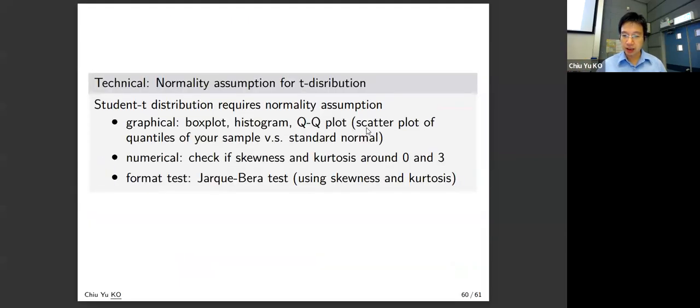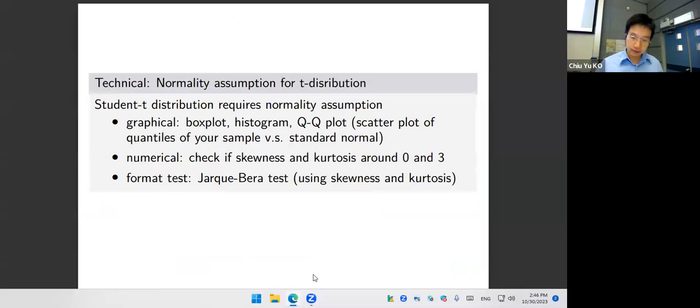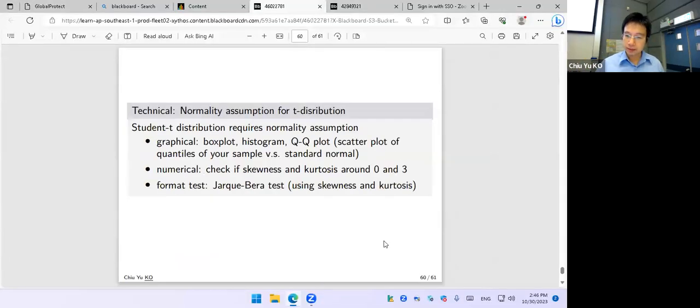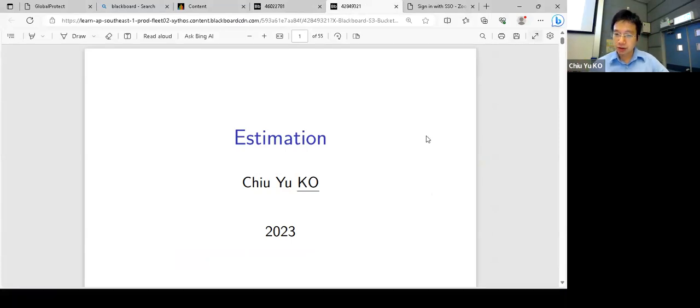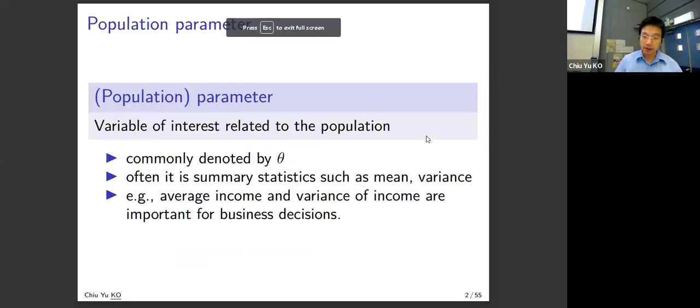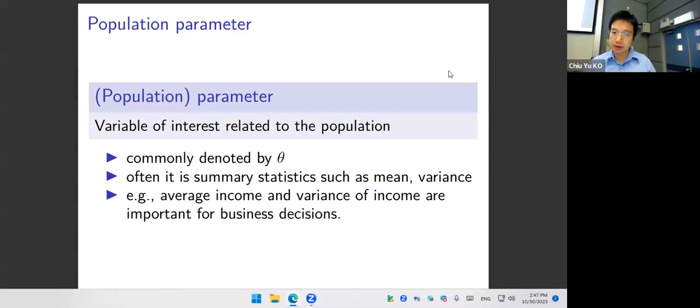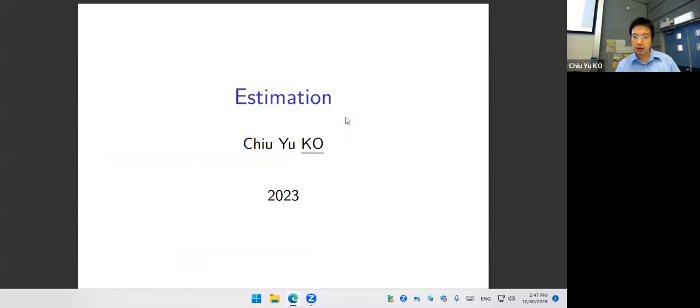Okay, so this is, I think, what we covered last time. I guess we can now continue our journey with estimation. I think we have enough review. So the question we are looking at now is estimation. Estimation, I think, is one of the most important things you want to take from this class as well.